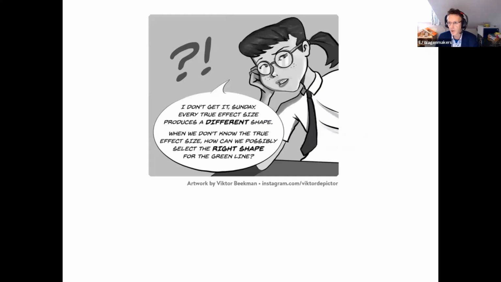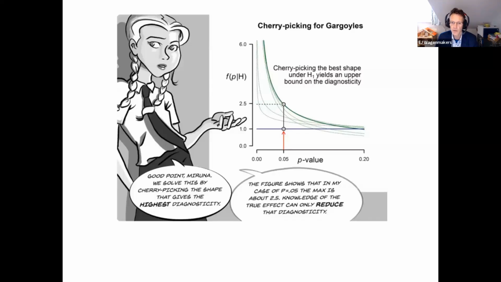But obviously there's a problem with this analysis. So every true effect implies a different shape and a different diagnosticity. So how can we possibly select the right shape? Well, we can't select the right shape because we don't have a crystal ball. But what we can do is cherry pick the shape that gives us the highest possible diagnosticity.